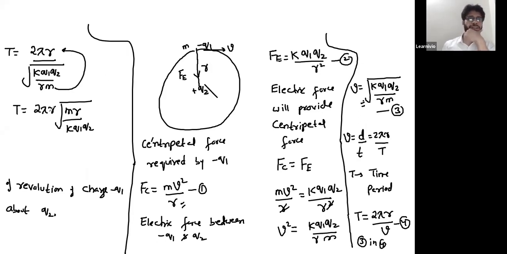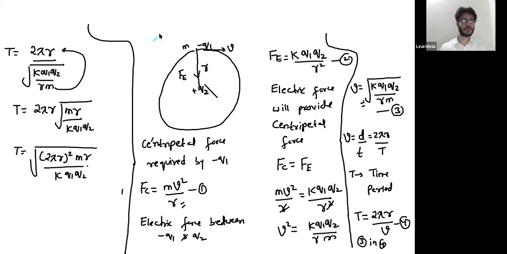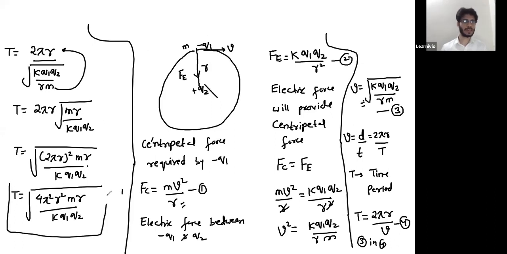Okay, in the next step, you can take this 2 pi R inside the root. If you take this 2 pi R inside the root, then it will get squared. So this will be 2 pi R square Mr by K Q1 Q. So just square it. So the time period will be root over 4 pi square R square Mr divided by K Q1 Q. So this is the time period.